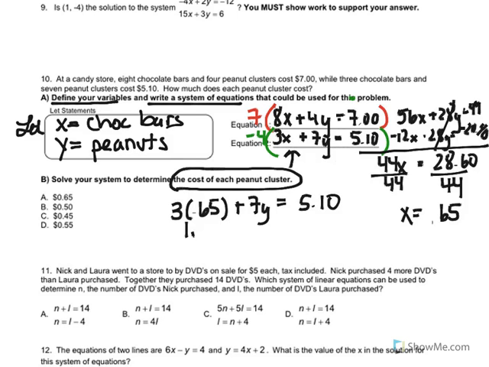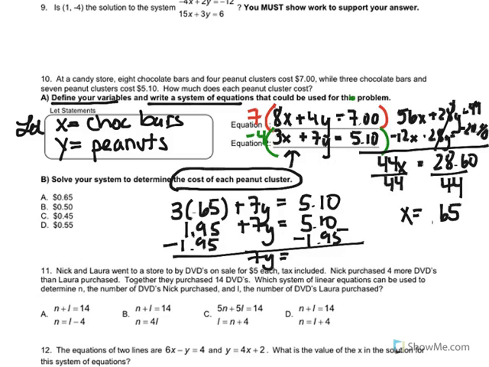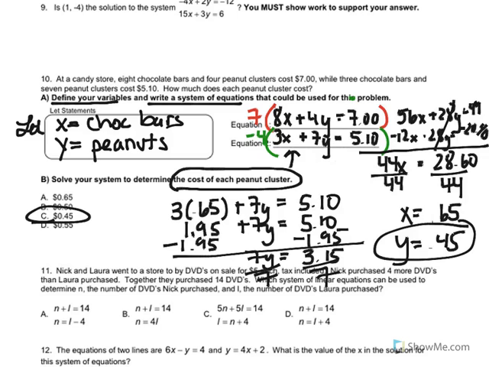So we get $1.95 + 7y = $5.10. Subtract $1.95 and you get 7y = $3.15. So now we're going to divide each side by 7, and I'm going to go over top this other question. Divide by 7, and 3.15 divided by 7 is y equals 45 cents. So that's the cost of your peanut cluster right there. So it's letter C. Okay, let's go on to number 11.